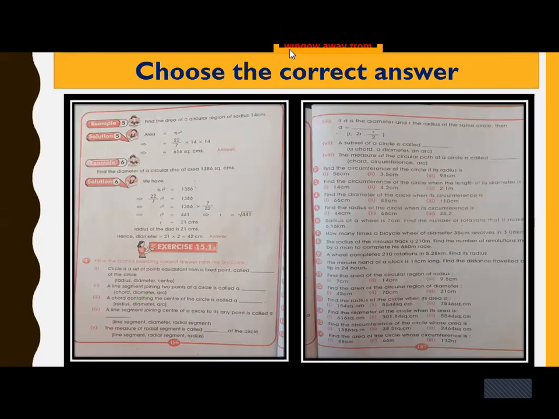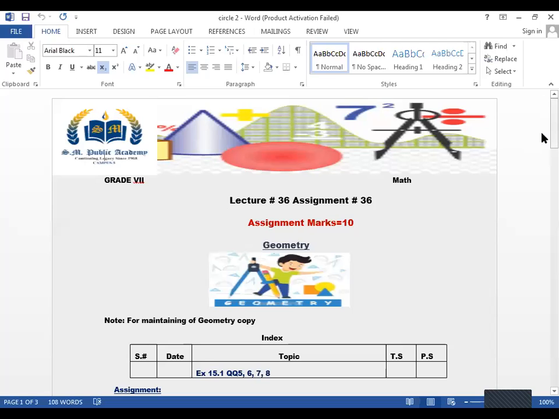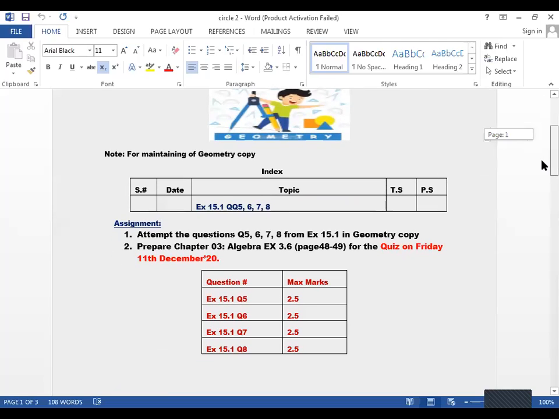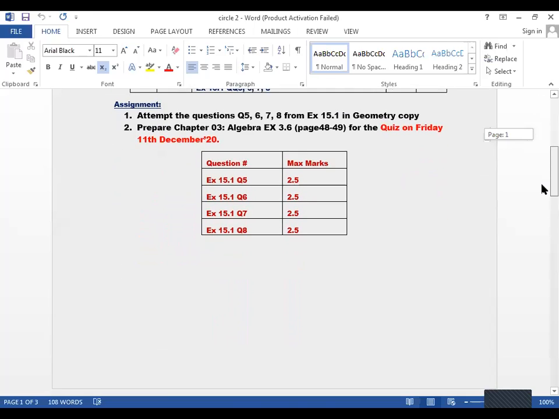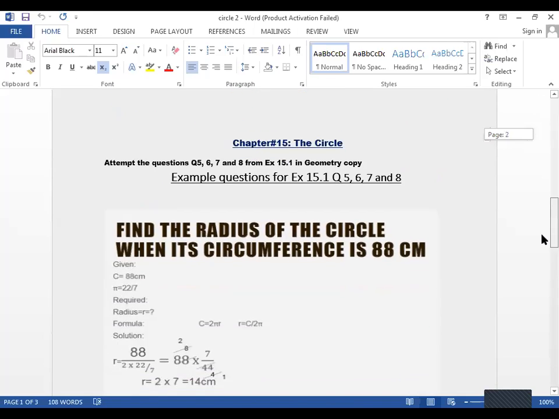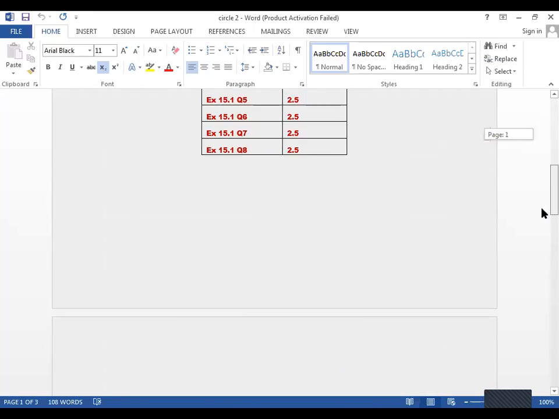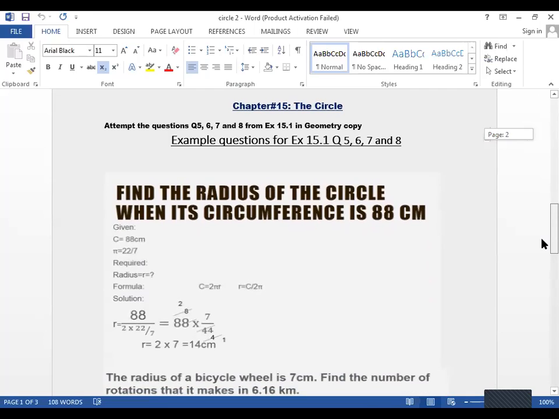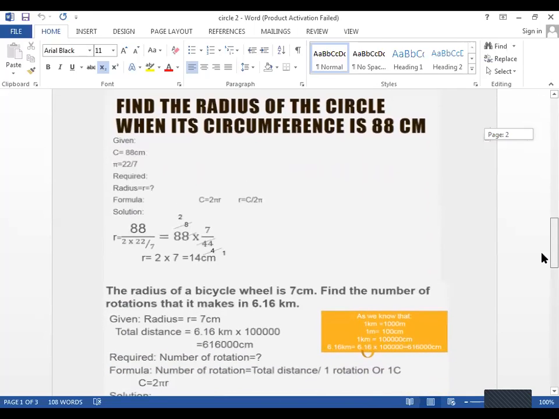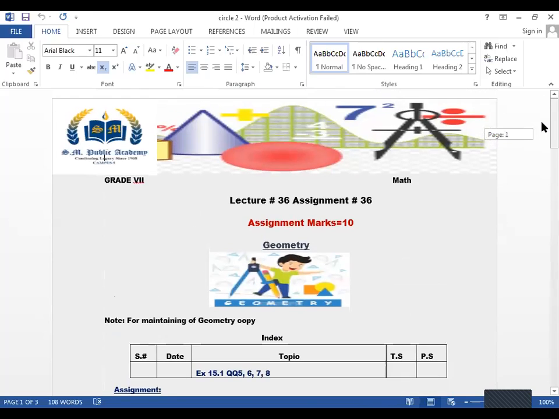Now let me share your today's assignment with you, my dear. Here assignment number 36 is there. You have to solve page number 187, questions 5, 6, 7, 8. Here are the example questions given to you. These are the word problems. You have to write given and then required and formula and then solution in this way. Clear? Questions 5, 6, 7, 8 from exercise 15.1. Clear, students?